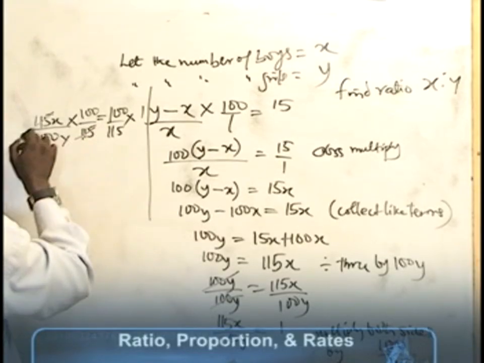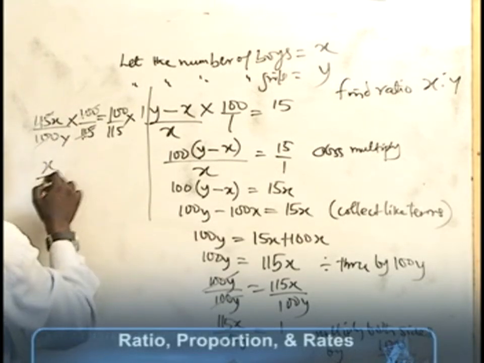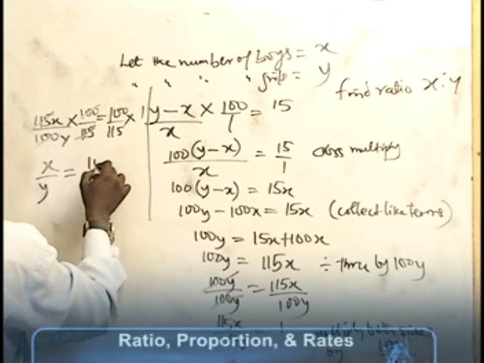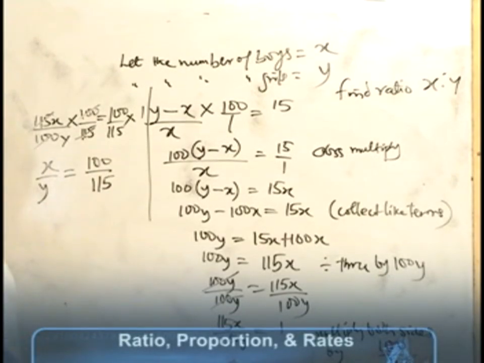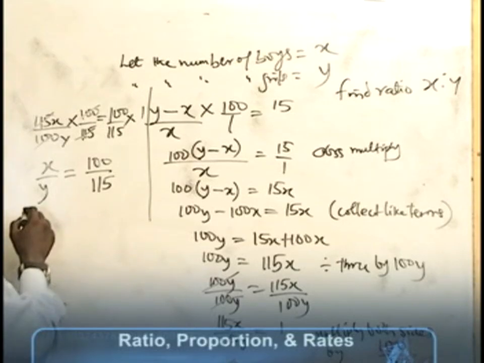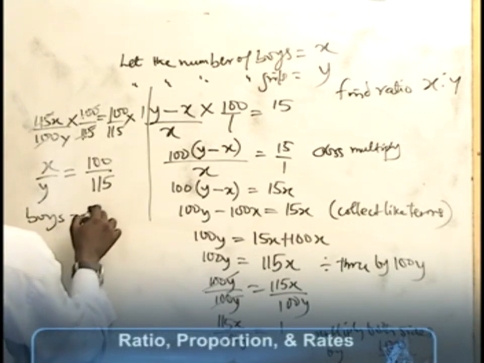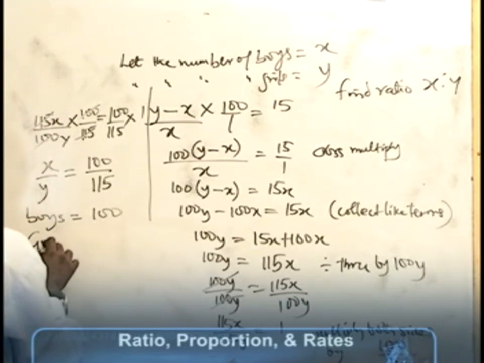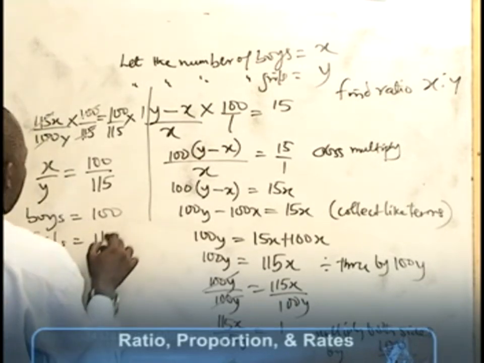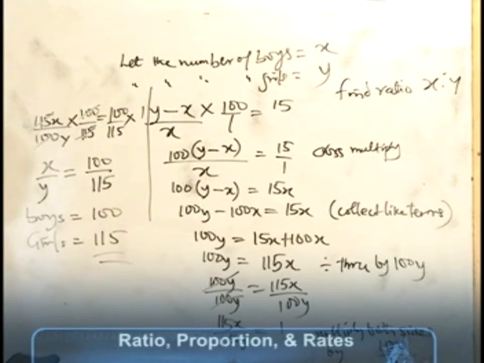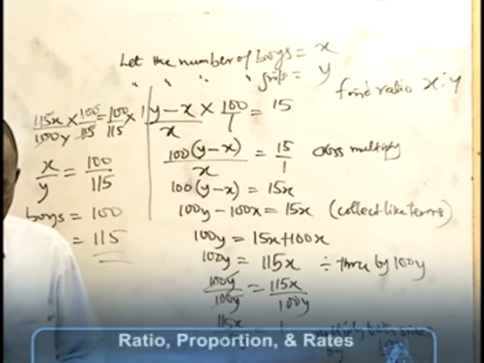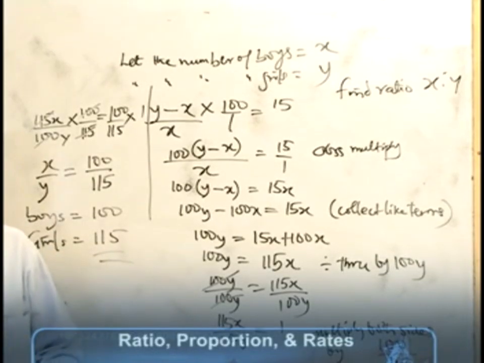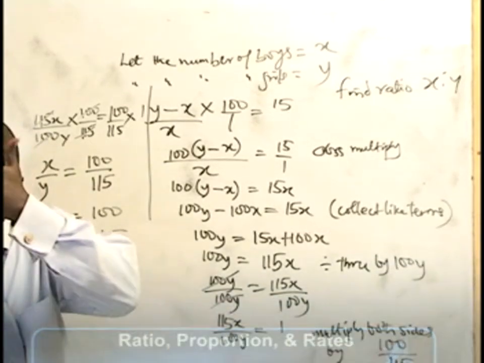And then 115 cancels, 100 cancels, so we have X over Y equals 100 over 115. Again, the boys will be 100 and girls will be 115. That will be the final answer. And then we'll say bye-bye to section 1, and we are done with ratio, rates, and proportion.